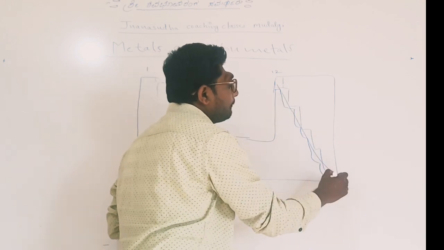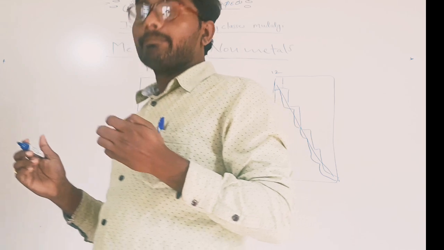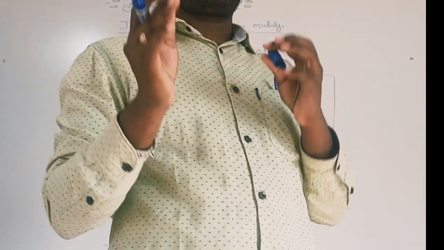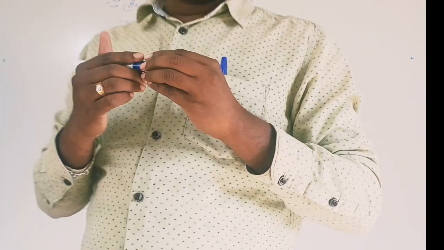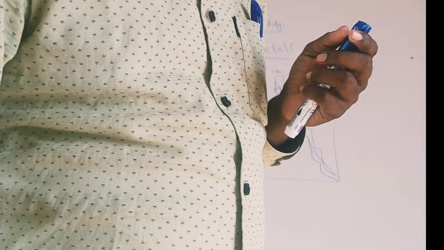Those are the metalloids. Metalloids have the properties of both metals and non-metals. They will have both characters. Now, in this first chapter, I will start with the physical properties of metals.